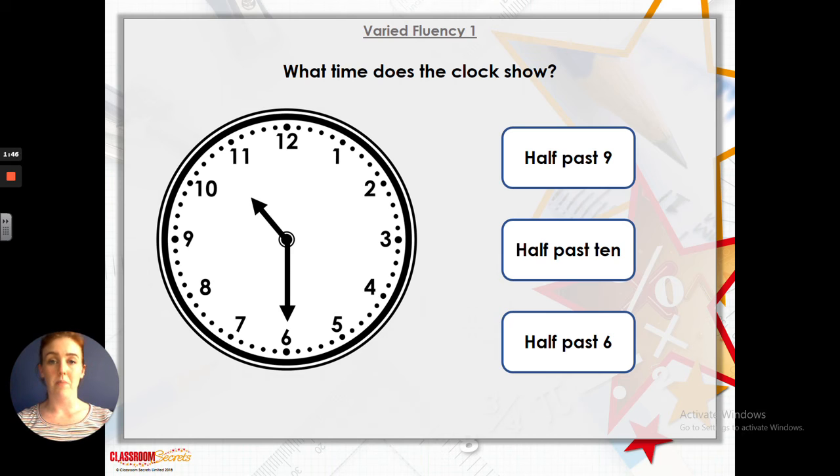So question 1, what time does the clock show? Now I can see that the minute hand is pointing again at the number 6 and the hour hand is in between the 10 and the 11. So it's just gone past the 10. So it must be 10:30. So I just need to circle the right answer there.